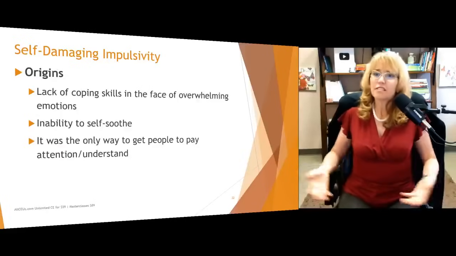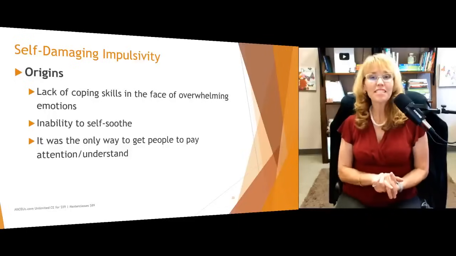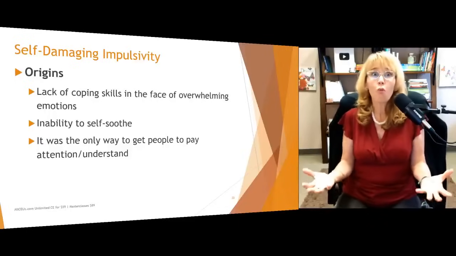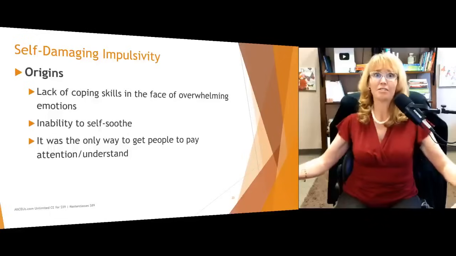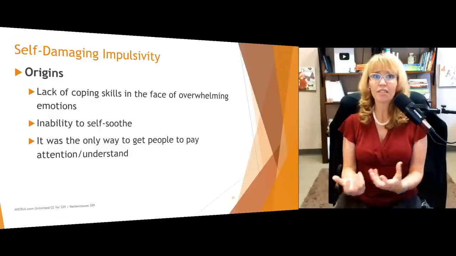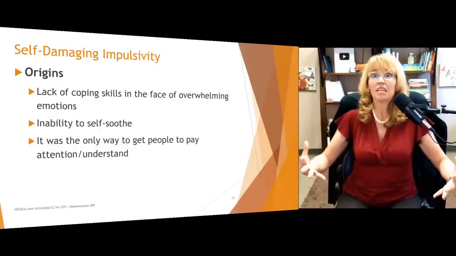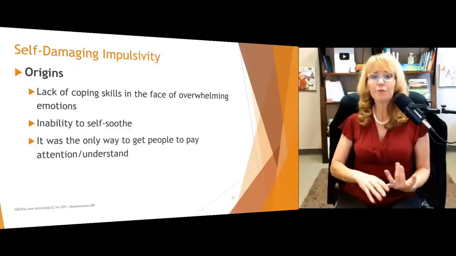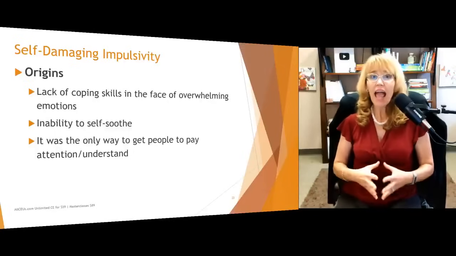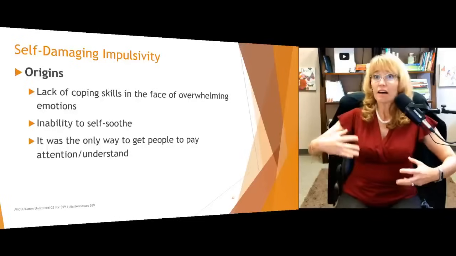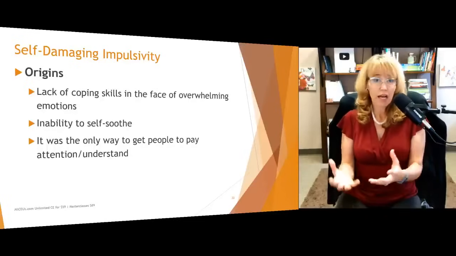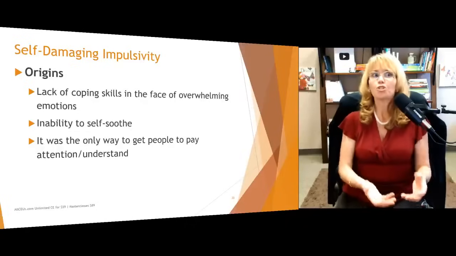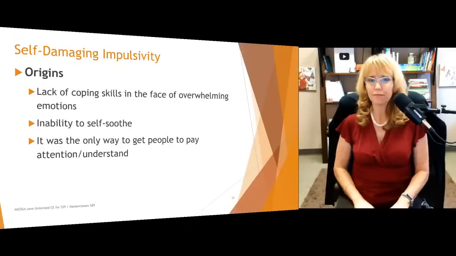What are its origins? Lack of coping skills in the face of overwhelming emotions. The child had to figure out a way to tolerate this tsunami of excitatory neurochemicals and feeling just completely out of control. They had an inability to self-soothe, and ultimately they figured out some way that they would be able to get some people to sometimes pay attention.